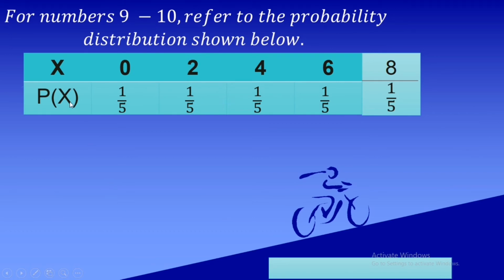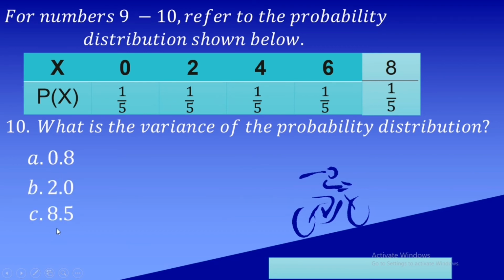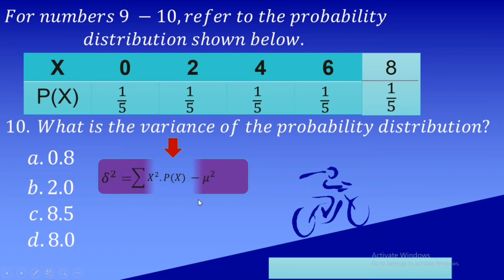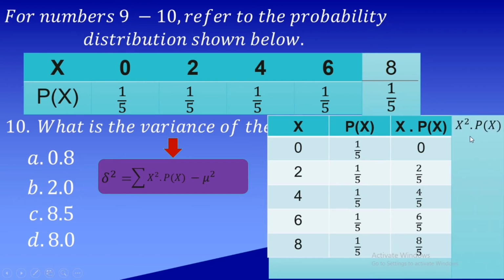For number 10, again, we are using the same table. What's the variance of the probability distributions? Okay, ito yung choice natin: A, B, C, and D. Again, the variance, given the sigma squared, is equal to the summation of x squared times p of x minus mu squared. Again, ito yung ating probability distribution table.